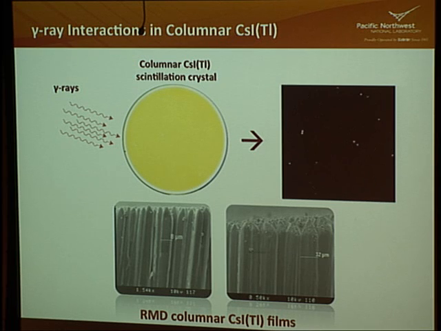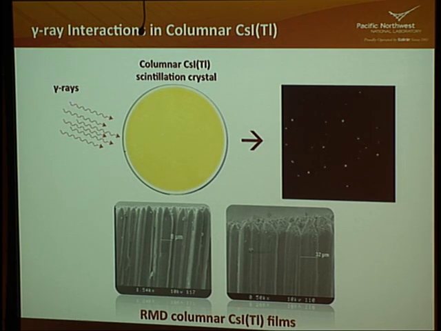The iQID detector relies on the use of a new type of structured scintillator. I showed before a scintillator that was a monolithic crystal. Here we have a scintillator that's been grown in a custom fashion and allows us to perform very high resolution imaging with our detector. So we have gamma rays here. Here's a columnar structured scintillator. Here's a magnified SEM image of that crystal. These are grown in a needle-like structure.